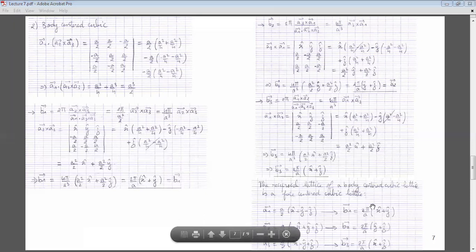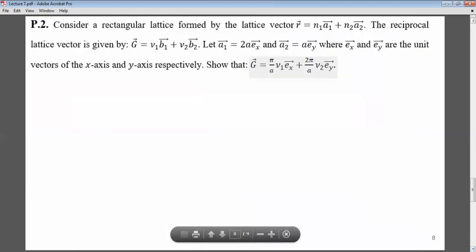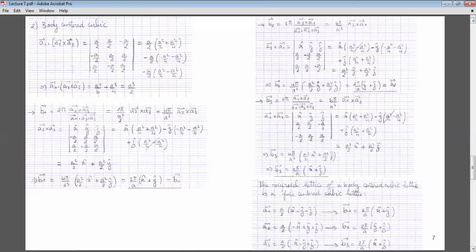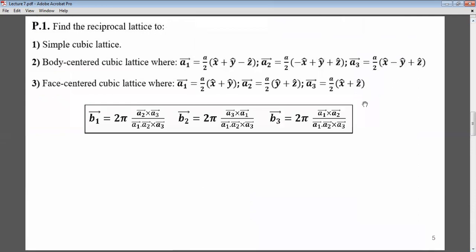Okay, and here is a summary of the results. I leave it for you to do the face-centered cubic lattice. I'm helping you already by giving you the lattice vectors, the primitive lattice vectors.